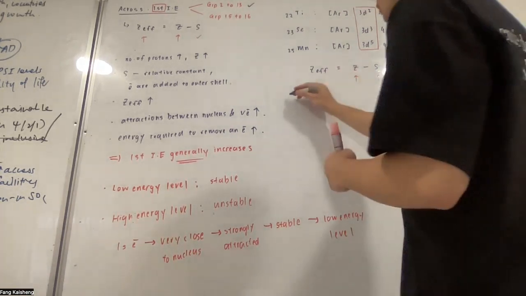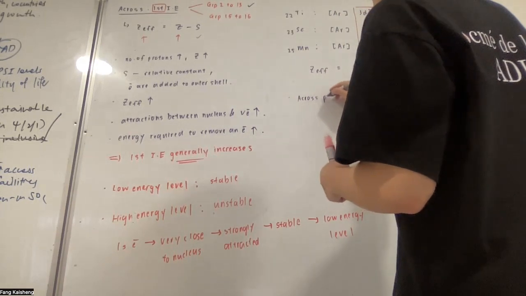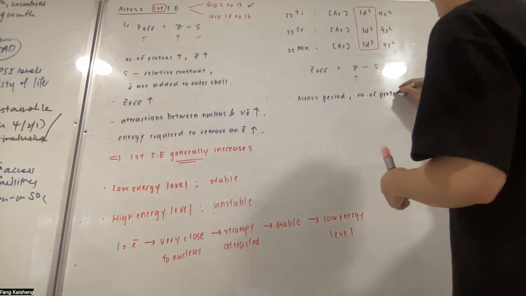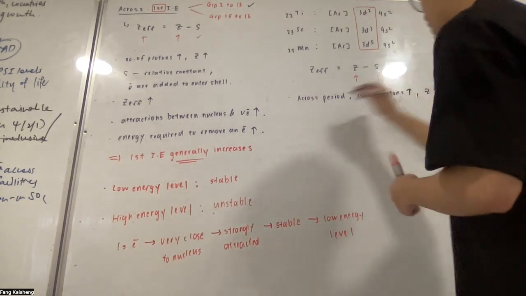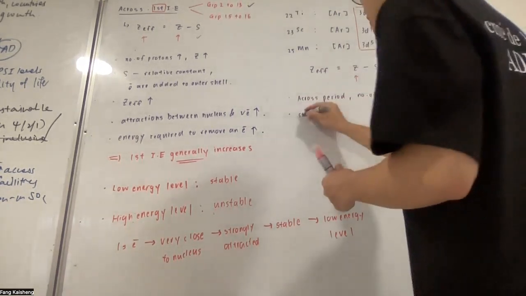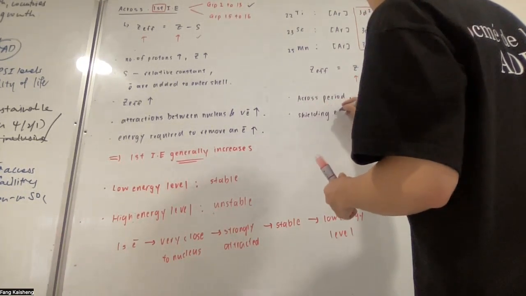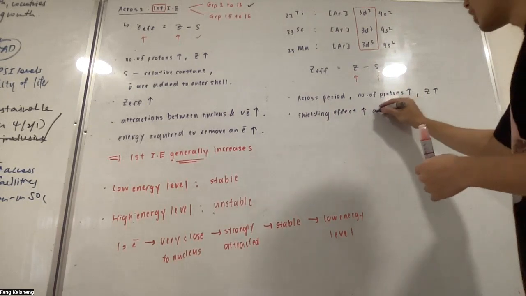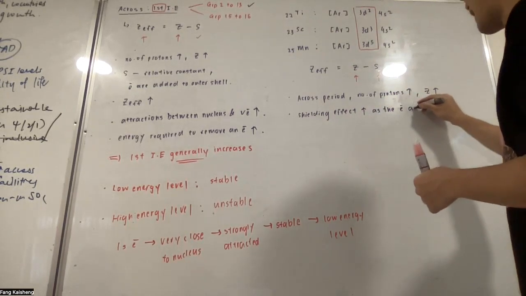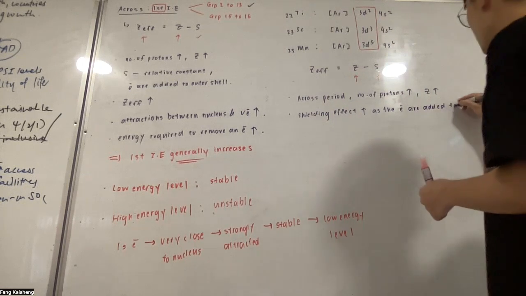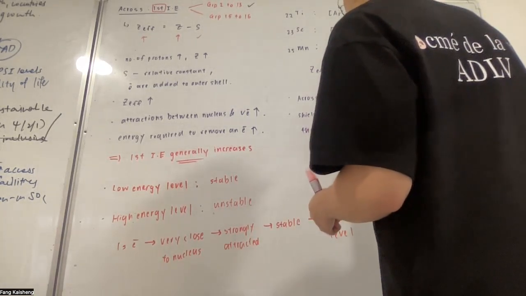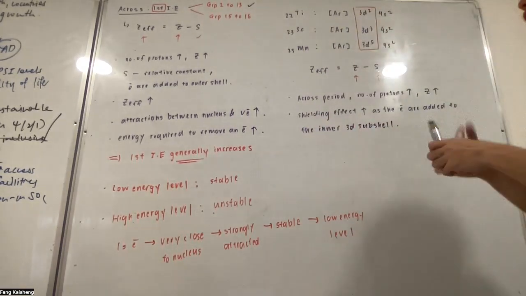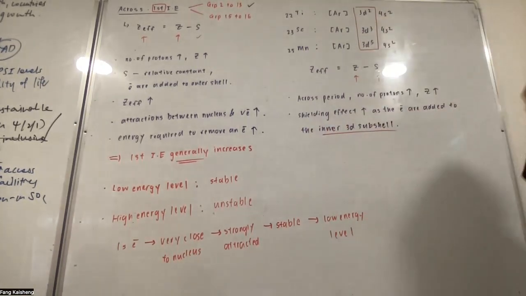So let's write down the explanation so far. Across a period, you can write a short form if you want: the number of protons increases, so the nuclear charge increases. But let's write the full version for the shielding effect. The shielding effect increases because, in this case, I hope you all notice, electrons are added to the inner 3d subshell. So be very specific: inner 3d subshell. 3d is not on the outside. So you specify that.